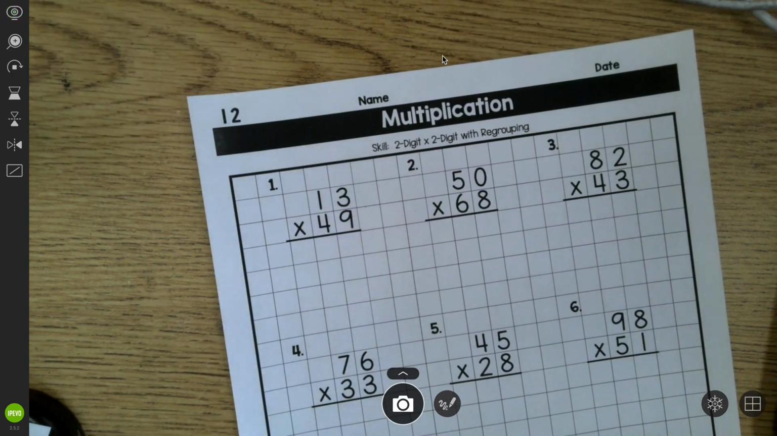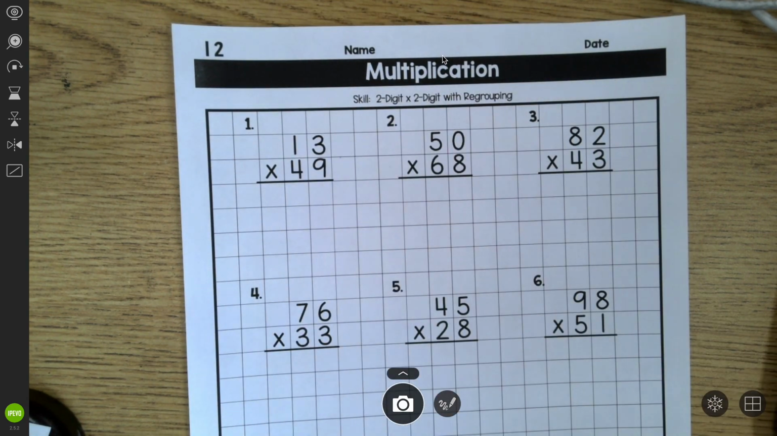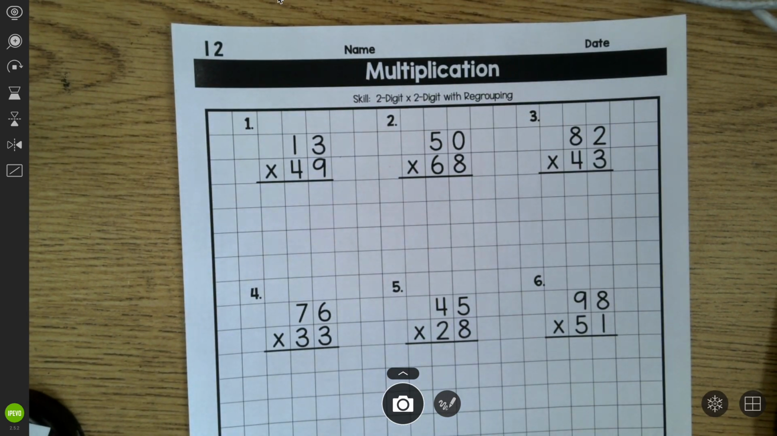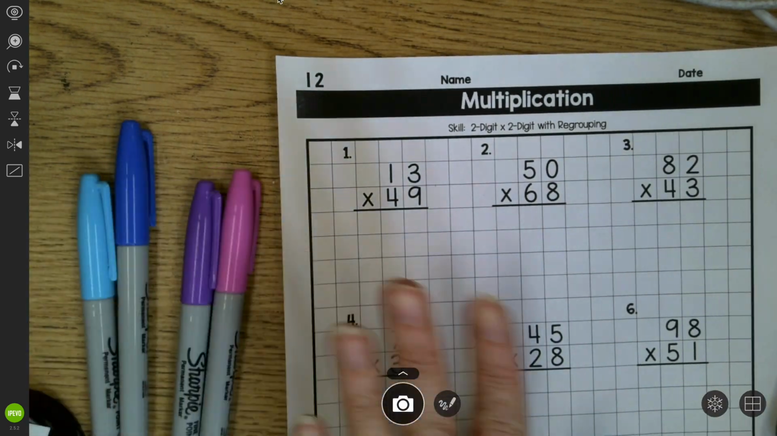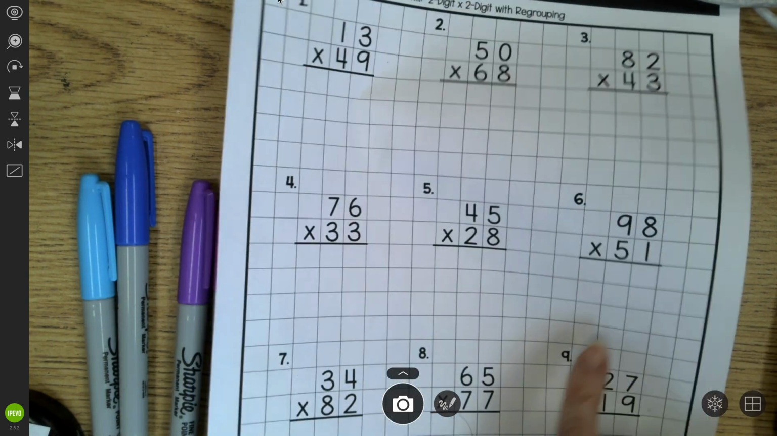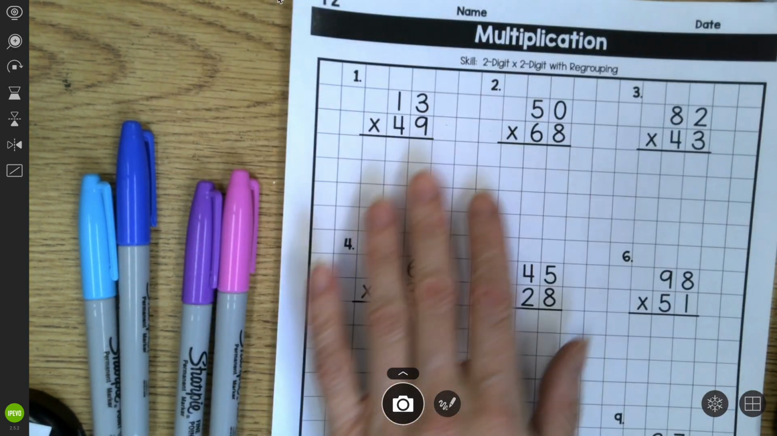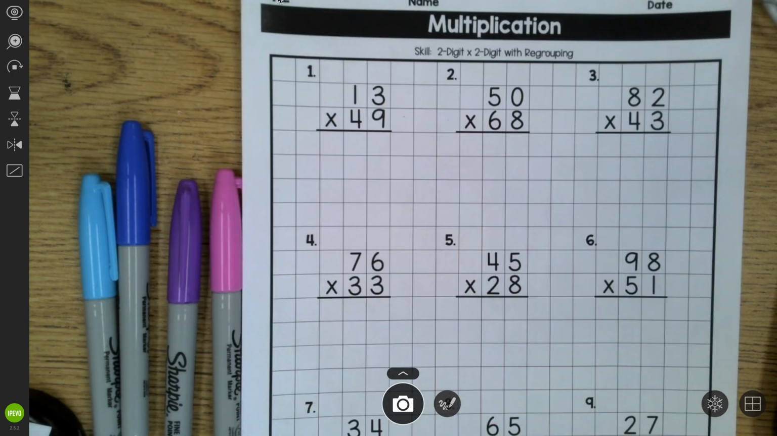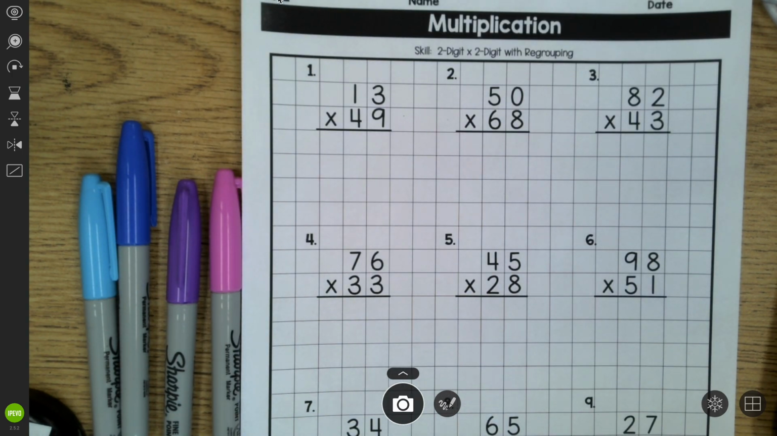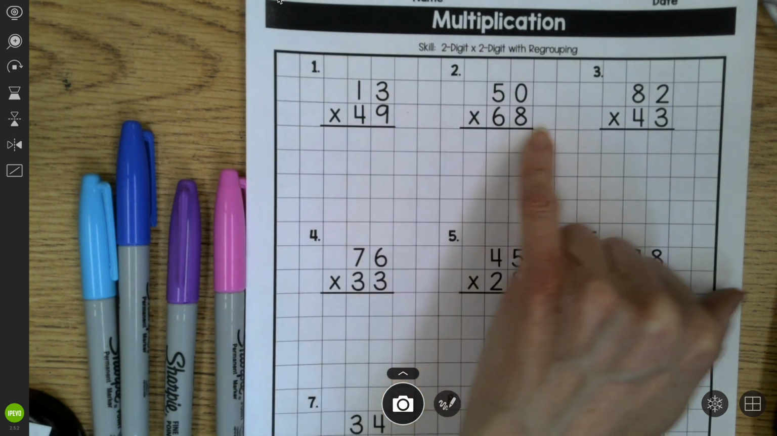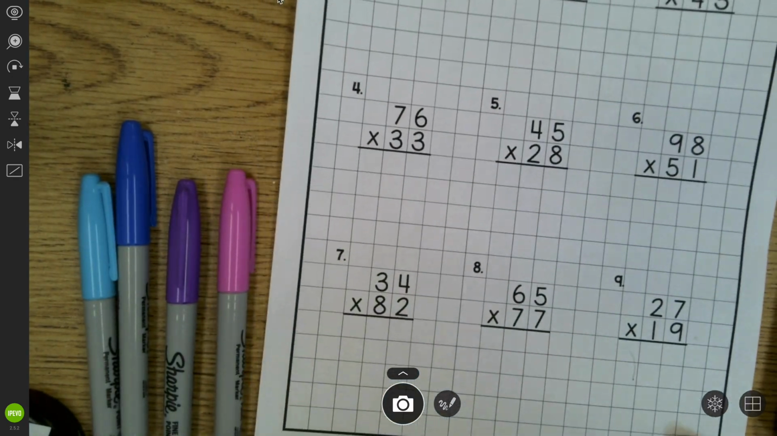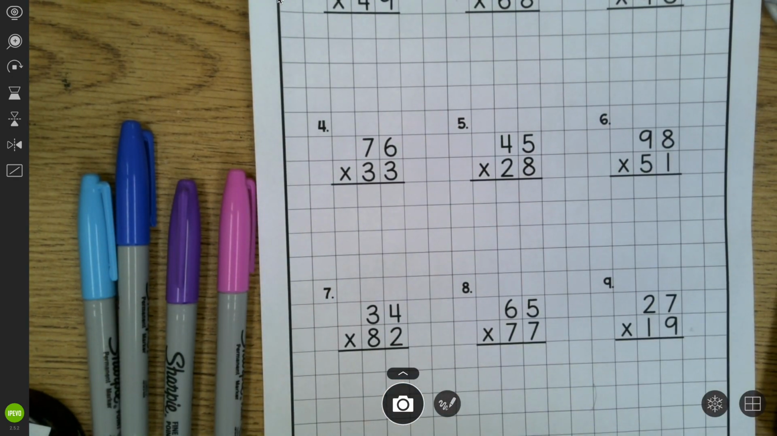Tonight, for homework, you have this multiplication sheet. Our success criteria for the day was I can use the standard algorithm to multiply two-digit numbers. There are 9 problems on the sheet. You are to complete them all. I'll do the top row. I'm going to do 1, 2, and 3 in the video. And then you're going to complete the remaining 6, okay?